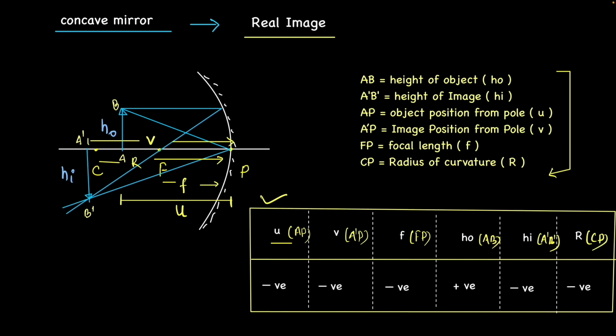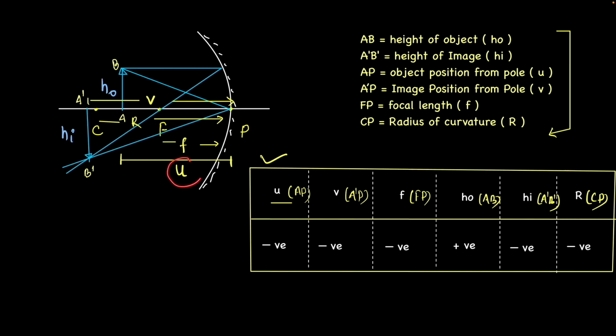Now you notice, based on our sign convention that we have studied previously, U is lying on the left side of the x-axis, so it is considered as negative. V is also on the left side of the pole, so it is considered as negative. Focal length also lies on the left side of the pole, so it is considered as negative.